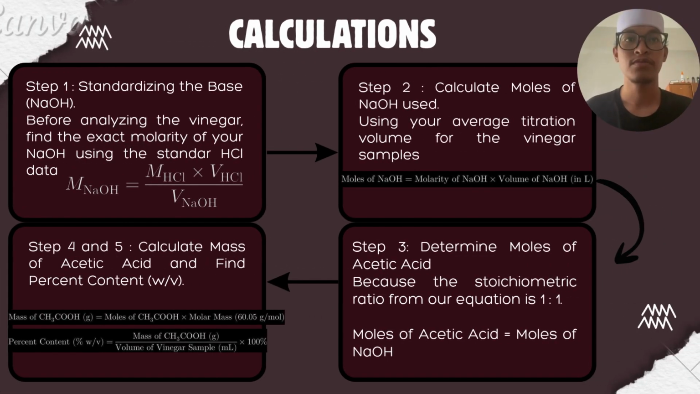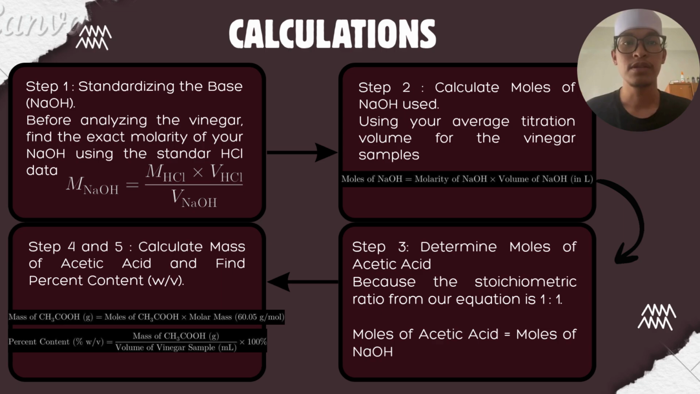Now let's transition to the calculation slide to see how we transform our data through a 5-step calculation. Step 1 is standardization. Before we analyze the vinegar, we have to find the exact molarity of our sodium hydroxide base using the standard acid hydrochloric data via the formula as shown in the slide.